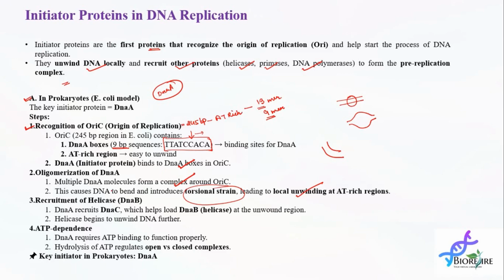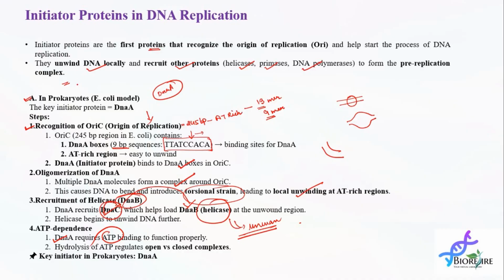Then further recruitment of helicase. Helicase means DNA B. DNA B is a helicase enzyme. Then this DNA A recruits the DNA C, and this DNA C helps to recruit the DNA B. And this helicase enzyme is responsible to unwind the DNA. Now this unwound region. And this reaction is ATP dependent, means DNA A requires ATP for its functional property. This is an ATP dependent reaction.